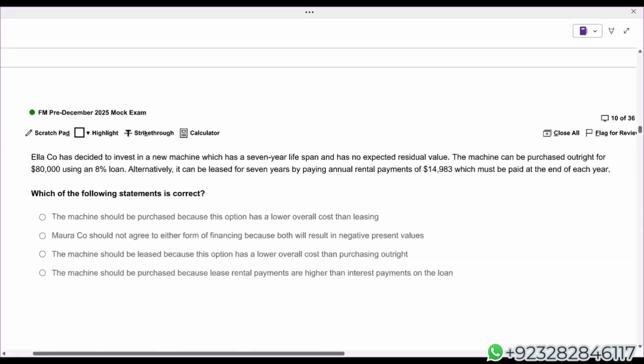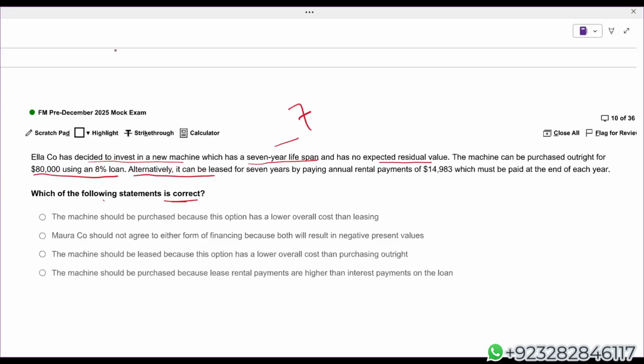Question number 10. Which of the following statements is correct? ELA company has decided to invest in a new machine, which has a 7-year lifespan and no expected residual value, zero RV. The machine can be purchased outright for 80,000 using an 8% loan. Right now, today, you can buy this machine for $80,000.